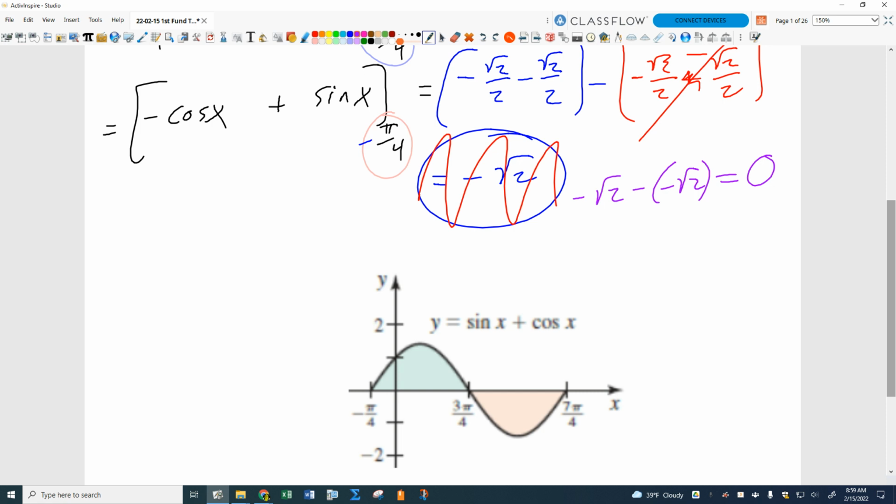Three-fourths pi to 7/4 pi. And it's negative because it's below the x-axis, right? And I think, did we mention that the other day? I think maybe we just briefly mentioned that.